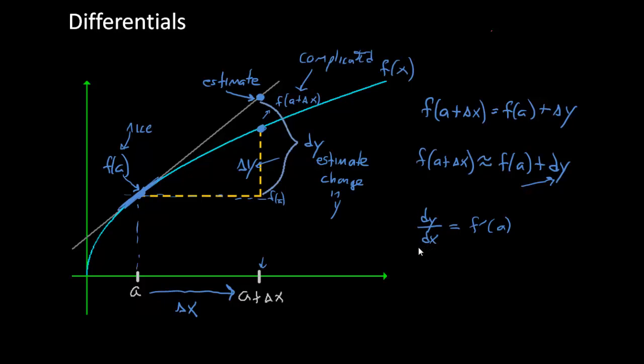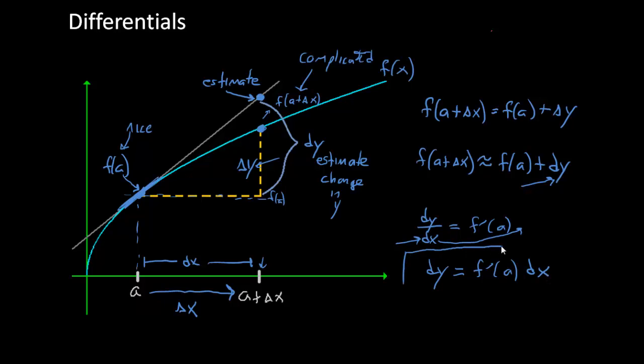Well, now what's dx? Remember, dx is a change in x. In fact, it's going to be this. This is dx. It's actually the same as delta x. So dx is the change in x, and it's a variable. Now what I'm going to do is multiply this dx over to the other side. Now I'm going to get dy equals f prime of a, oops, sorry, times dx.